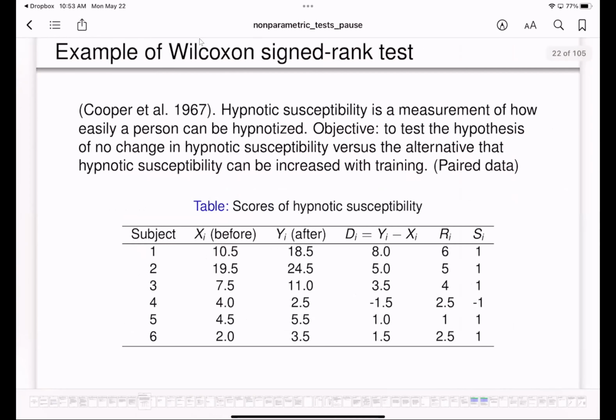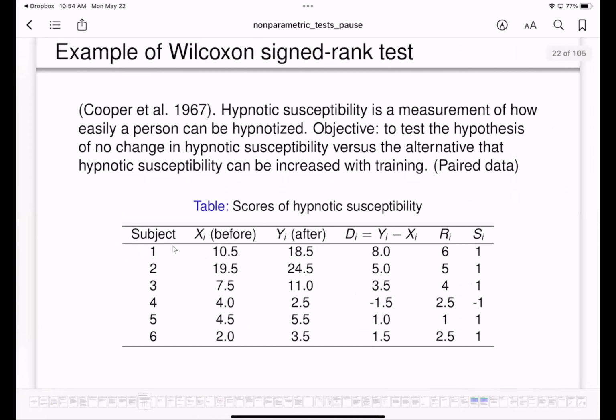Here's an example to illustrate. Suppose we are interested in hypnotic susceptibility. We're considering whether a person before training versus after training, to see whether the training could actually increase the hypnotic susceptibility. So we have data observed for the same subject before training and after training.